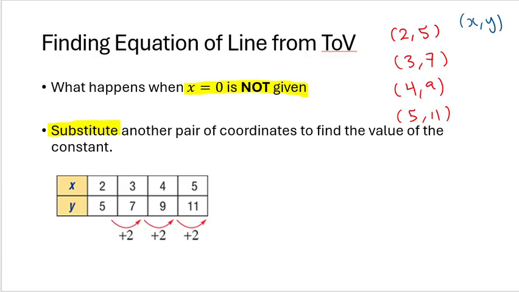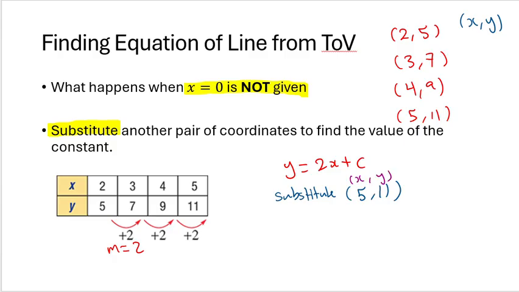Since I already know what my gradient is, I can just write y equals 2x plus c because I know that the gradient is 2, okay? m equals 2. What you're going to do is substitute one of these. I'm just going to pick a different number. I'm going to pick the number 5 and 11, okay? You can pick any coordinate. It doesn't matter, okay?